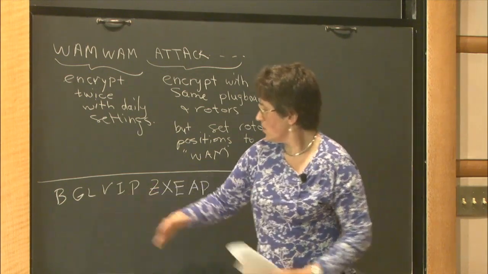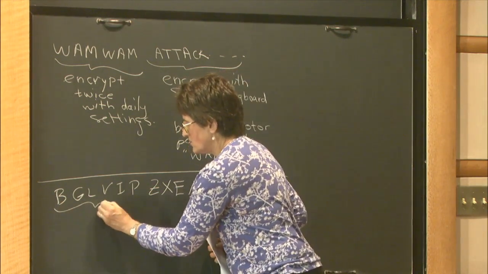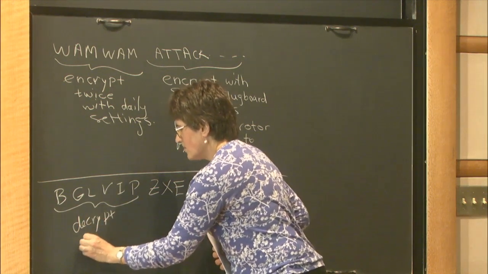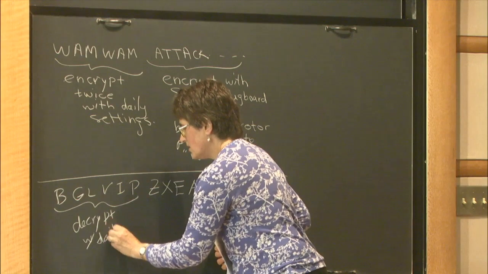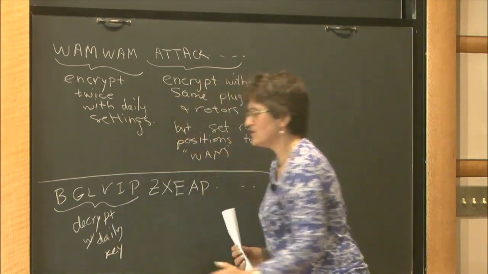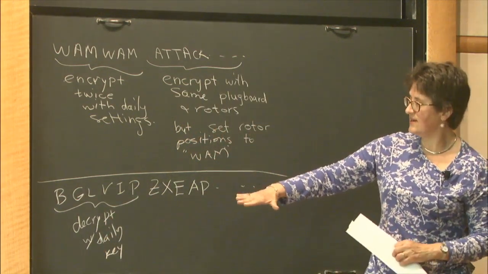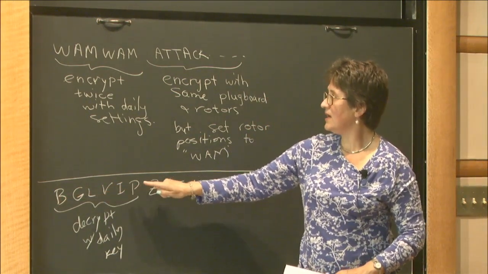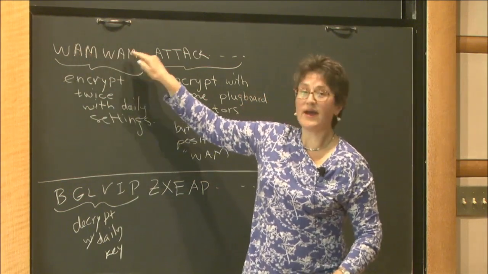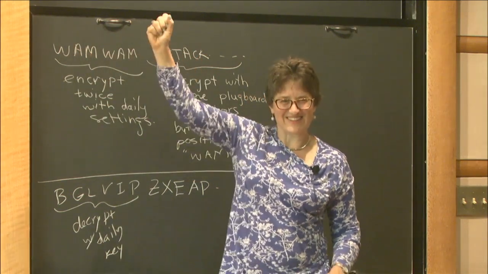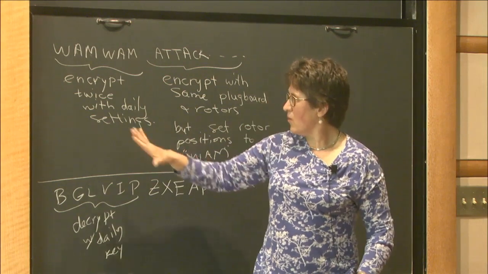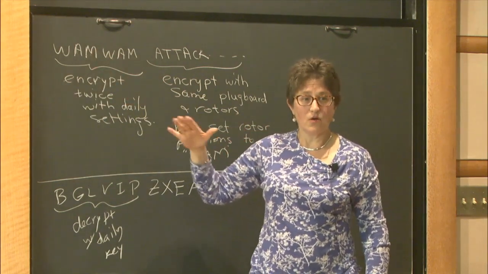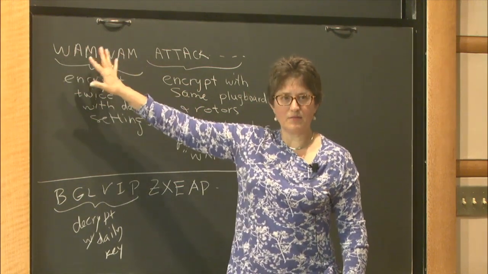So the recipient first decrypts this part with the daily key, and you remember encryption is the same as decryption. They set the daily key, type in a B, type in a G, type in an L, and out comes WAM, WAM, and they say, yes, it repeated. And why do it twice? Well, maybe there are some garbles in transmission, so it's better to do it twice, and then they can make sure they got it right.